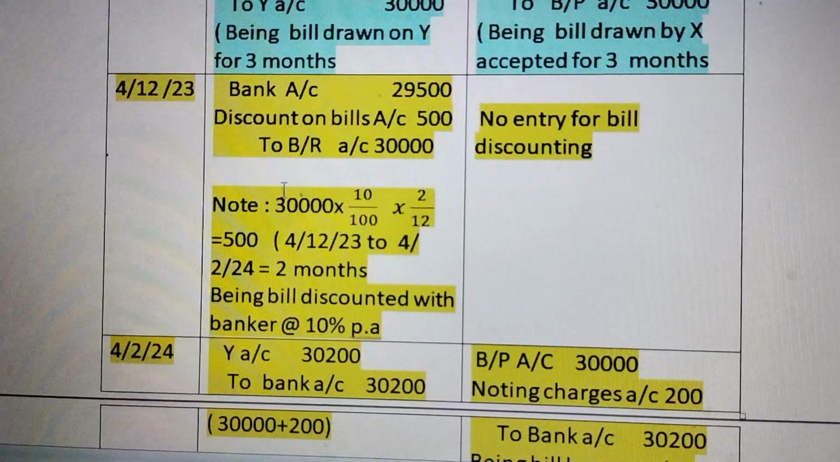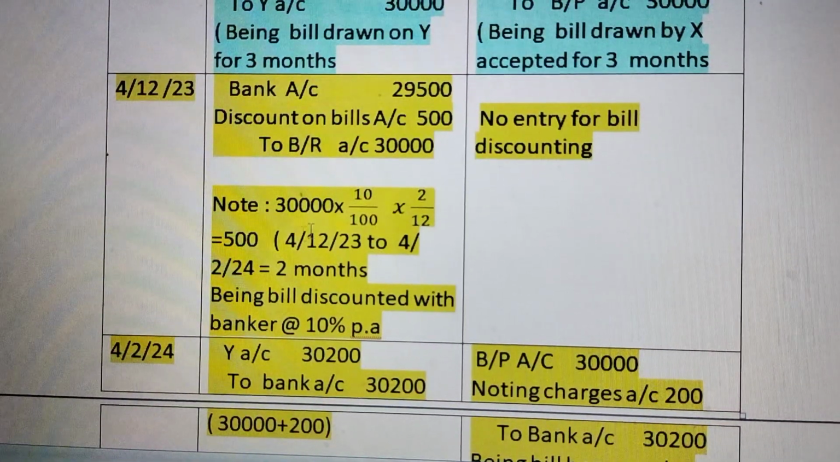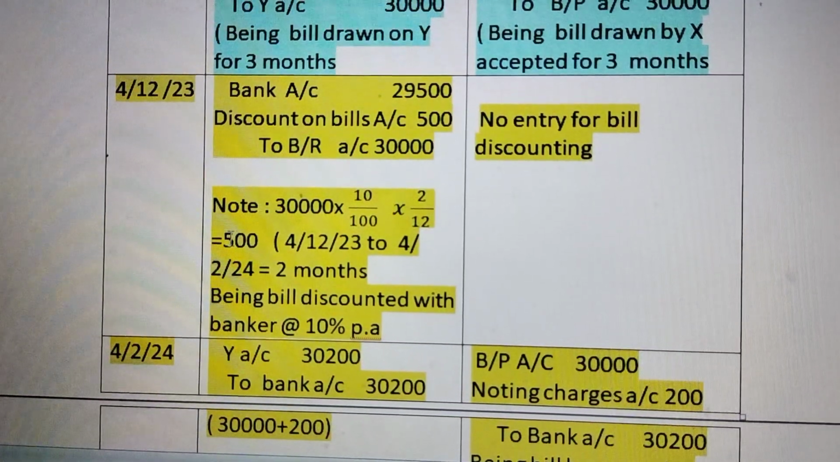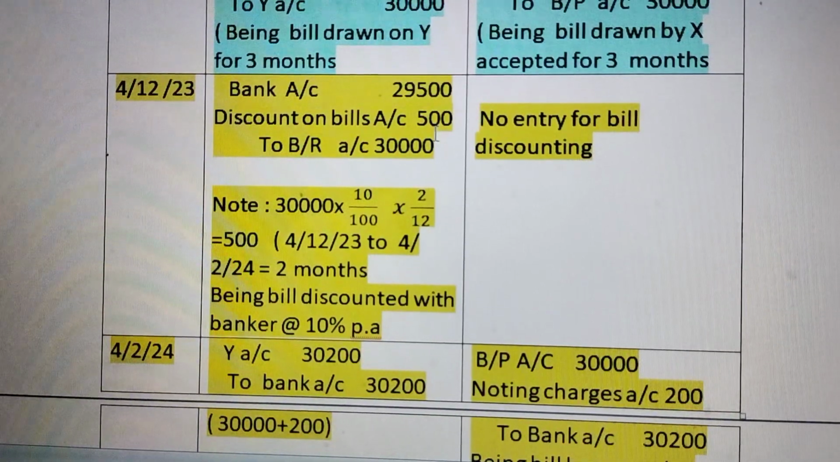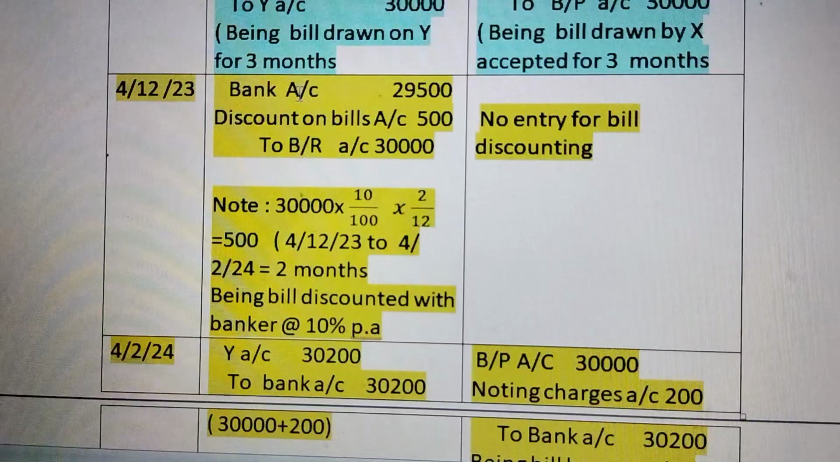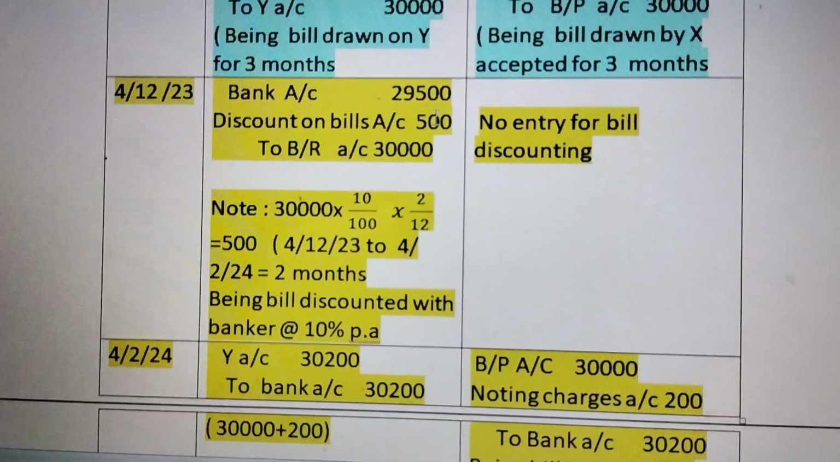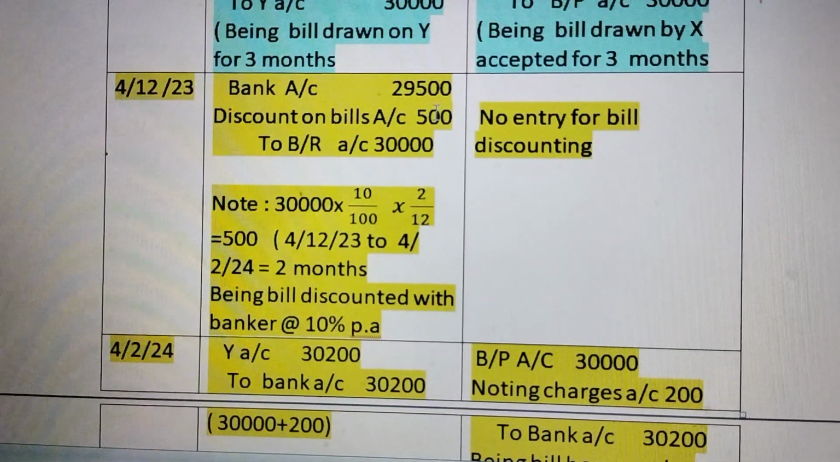So you need to use the formula. 30,000 is the face value of the bill and 10 by 100 is the rate of discount, and it is for 2 months, so you'll get 500. So the bank will charge a discount on bills to the extent of 500 and will pay an amount of 29,500. So the entry will be bank account debit, discount on bills debit, to bills receivable.